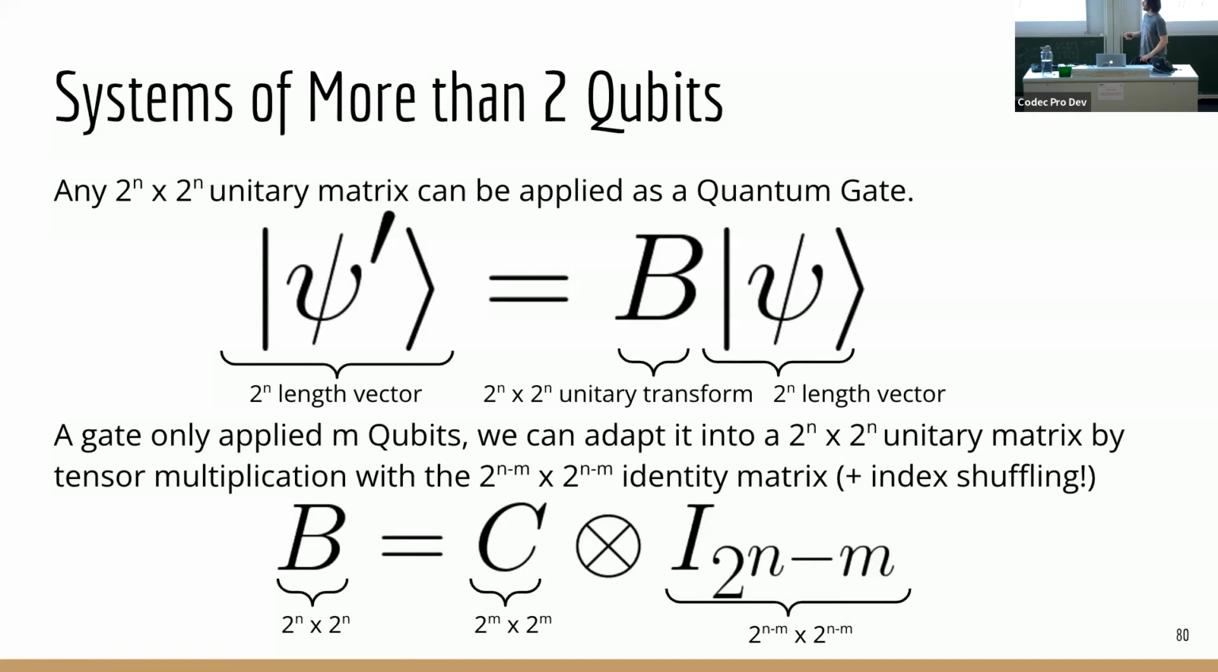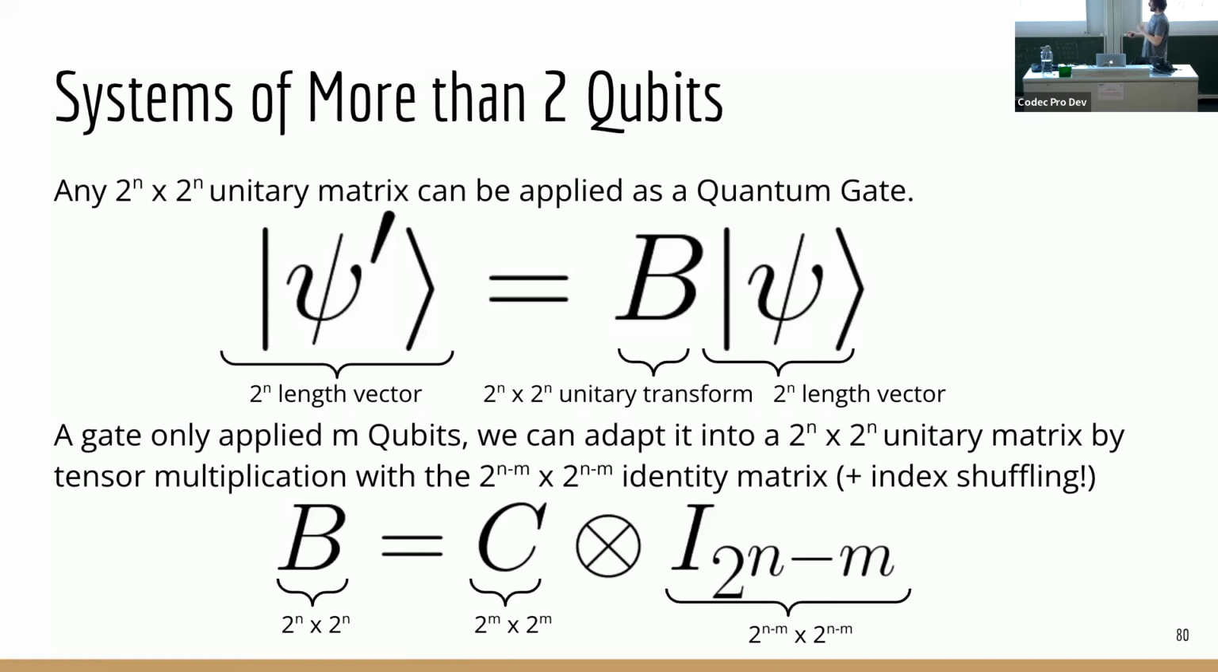Likewise, if we want to apply a unitary, or a quantum gate, to a system of many qubits, we just need to specify some unitary matrix of size 2 to the n by 2 to the n. And everything will behave as before. The gate is just a unitary transform of our qubit state.